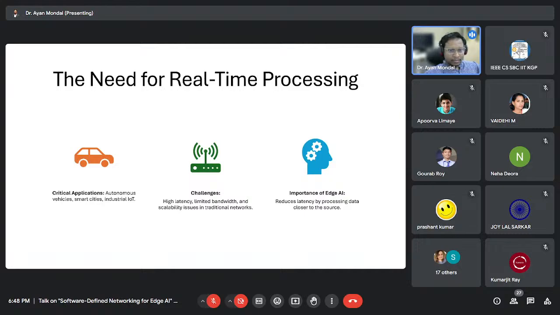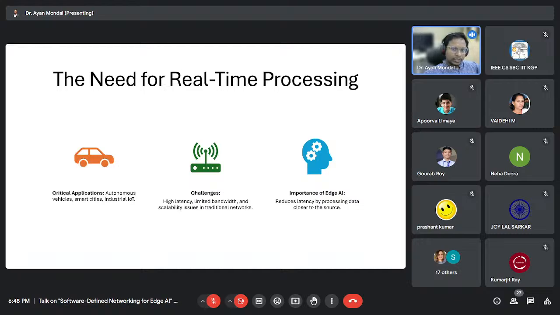We are reducing the latency by not sending all the data to the cloud, but only the information that is needed, or that is very crucial, or that needs a high computation capacity. So we are only sending those data to the cloud, and whatever can be processed on a lower computation platform, we process on that platform itself.